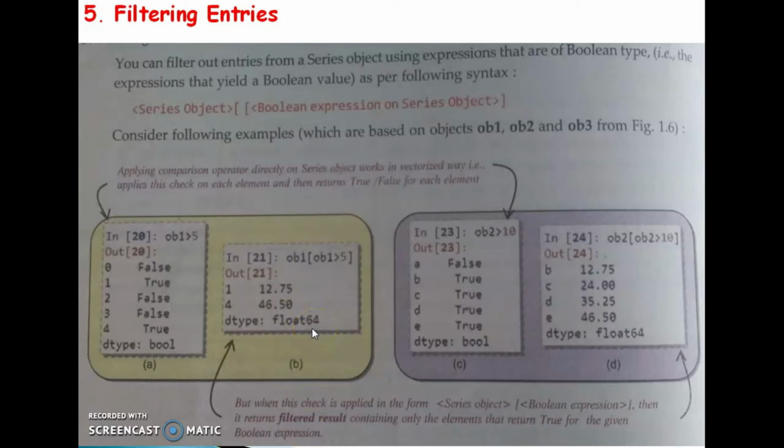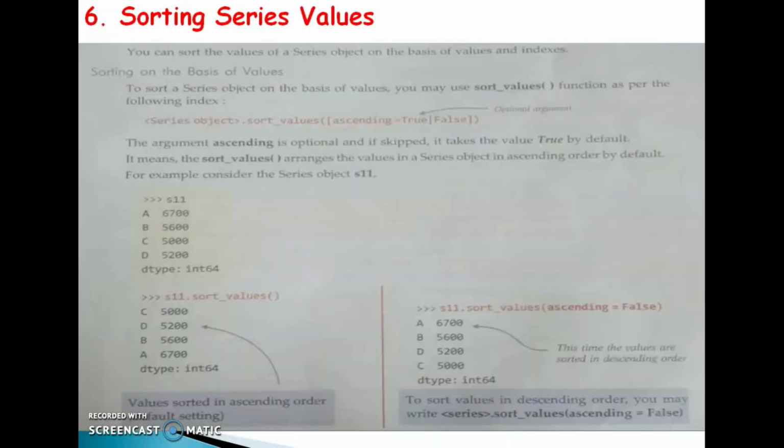Okay, clear? Likewise, this OB2 greater than 10. OB2 within the square bracket, I specified this OB2 greater than 10. Filtered result containing only the elements that return true for the given Boolean expression. Clear? Next one, sorting series values.